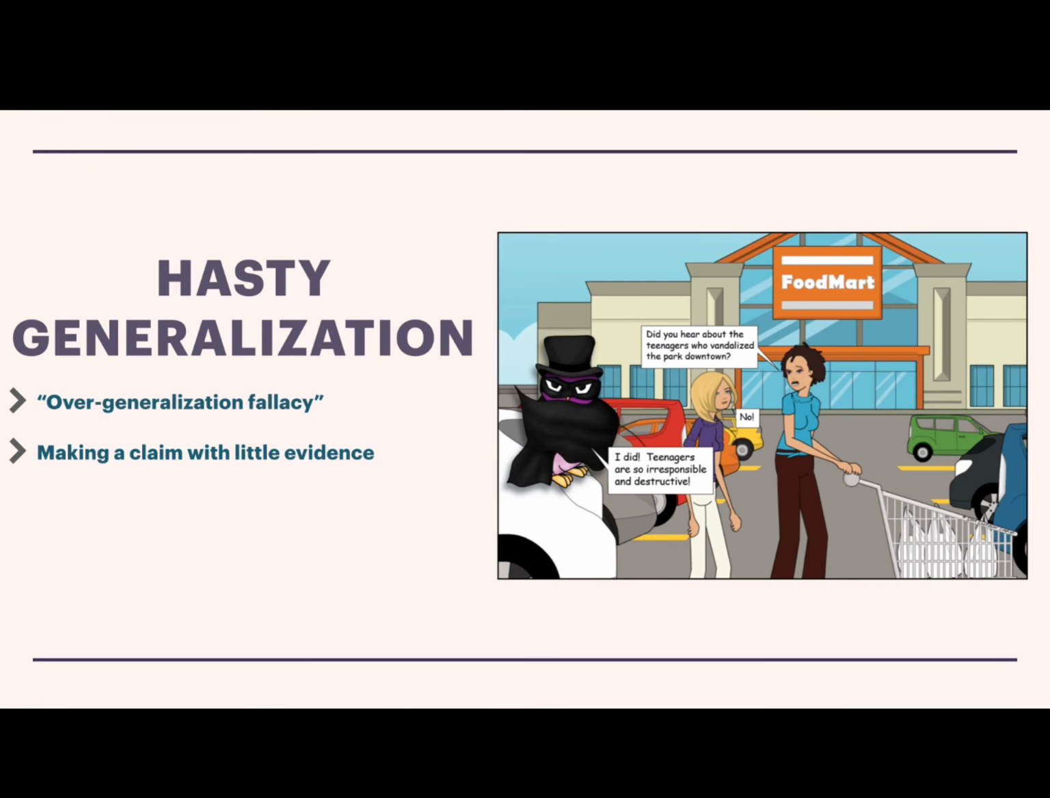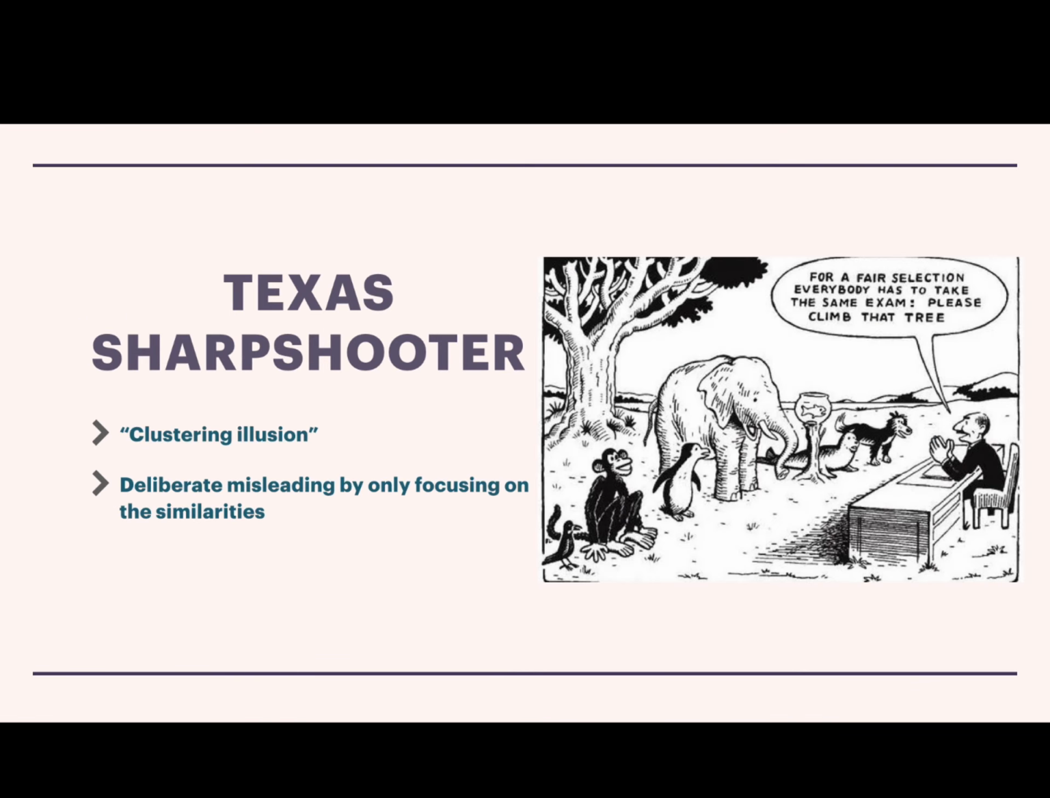Next is the hasty generalization fallacy. It's also known as overgeneralization. This occurs when someone draws a conclusion based on just a small sample size. In other words, it's making a claim with little evidence. An example here is, did you hear about the teenagers who vandalized the park downtown? I did. Teenagers are so irresponsible and destructive. They are putting all the teenagers together as a group instead of the small group who actually did the destruction of the property.